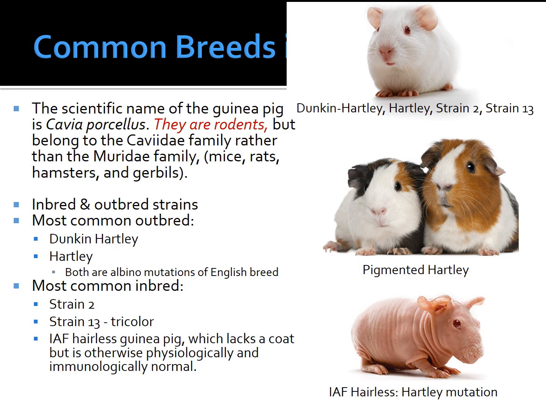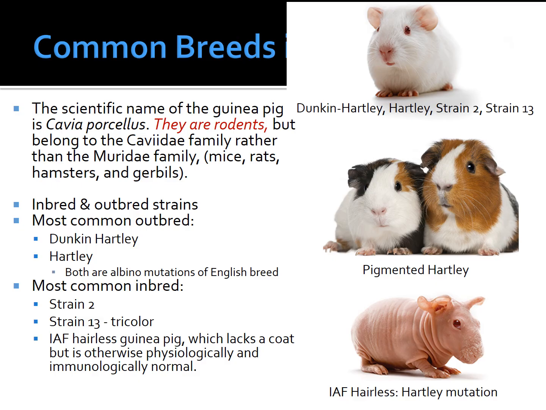Believe it or not, there's some common breeds of guinea pigs. I don't know if you knew this, go into the pet store. The scientific name of the guinea pig is Cavia porcellus. They are rodents, but they belong to the cavid family as opposed to the murid family, so they aren't in the same branch as the mice, rats, hamsters, and gerbils. They're in a different category.